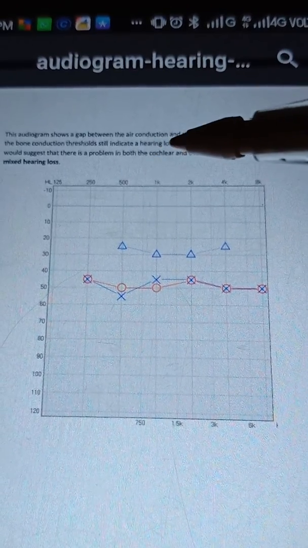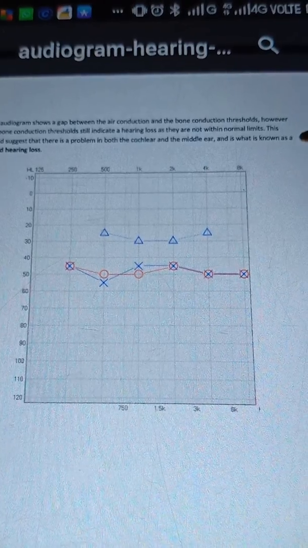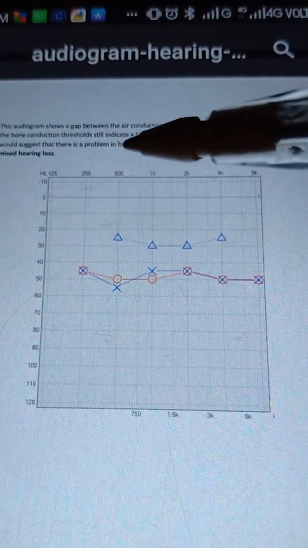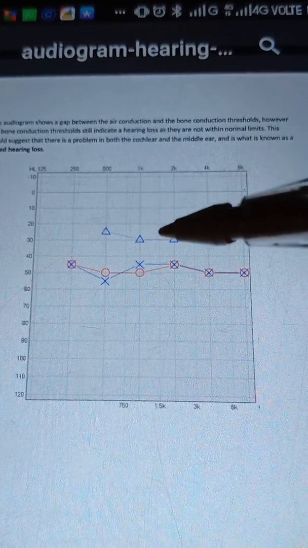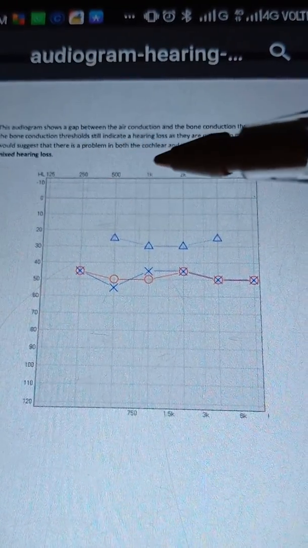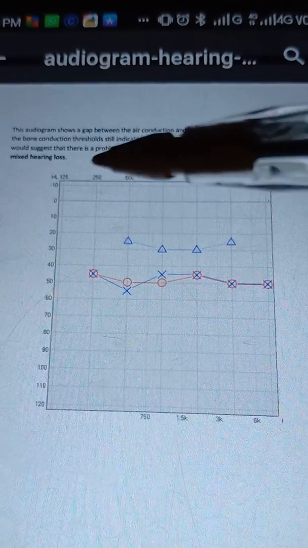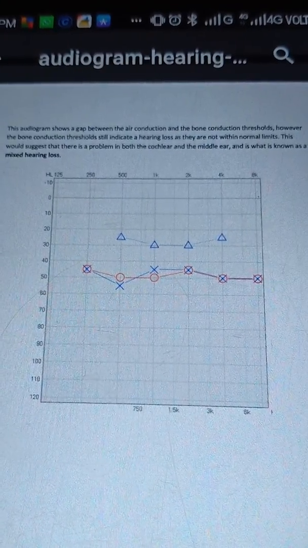This audiogram shows a gap between the air conduction and the bone conduction. However, the bone conduction thresholds still indicate a hearing loss and they are not within normal limits. This would suggest that there is a problem in both the cochlea and the middle ear, and this is known as a mixed hearing loss.